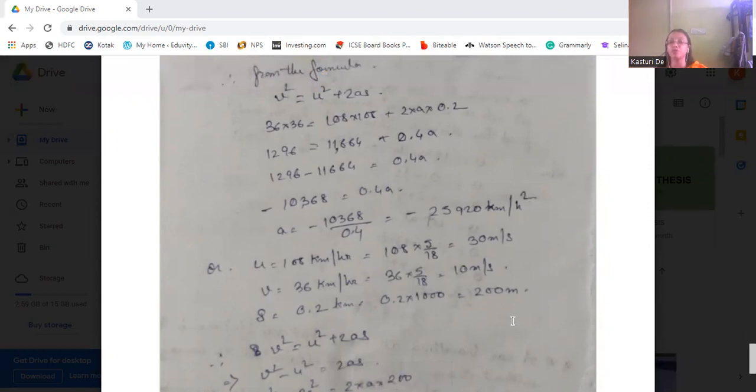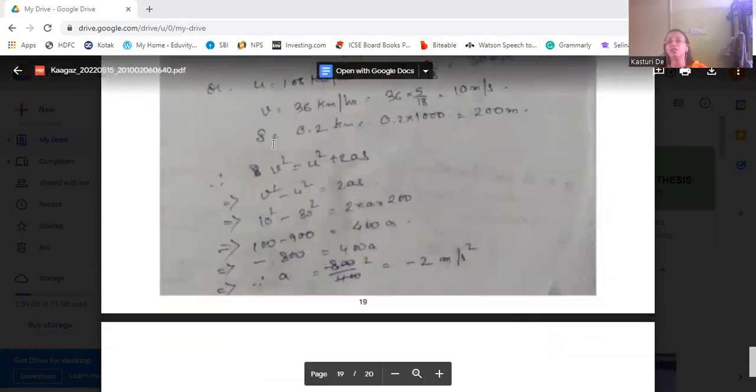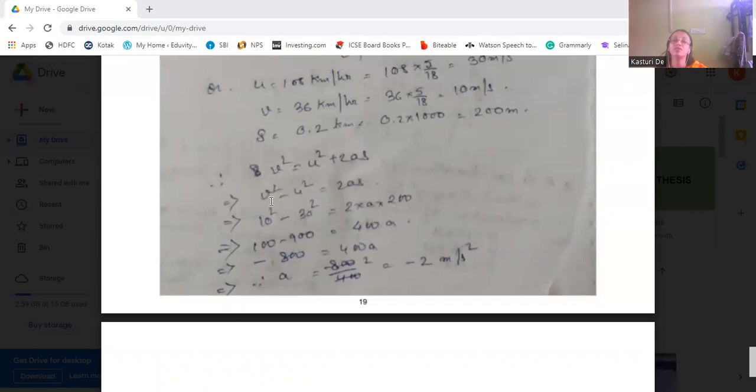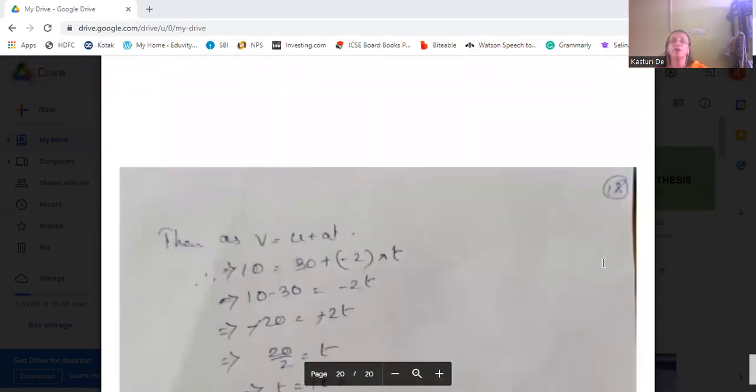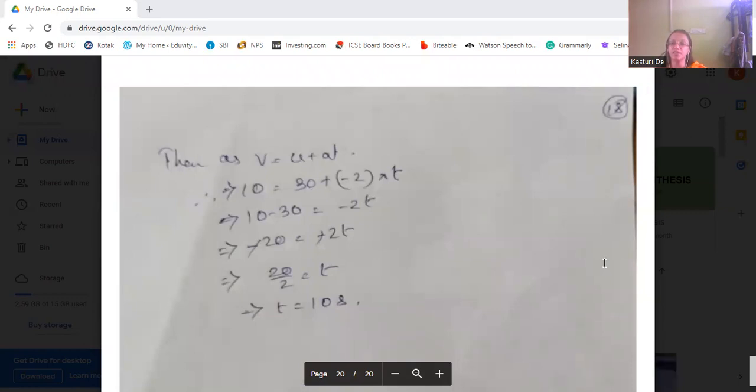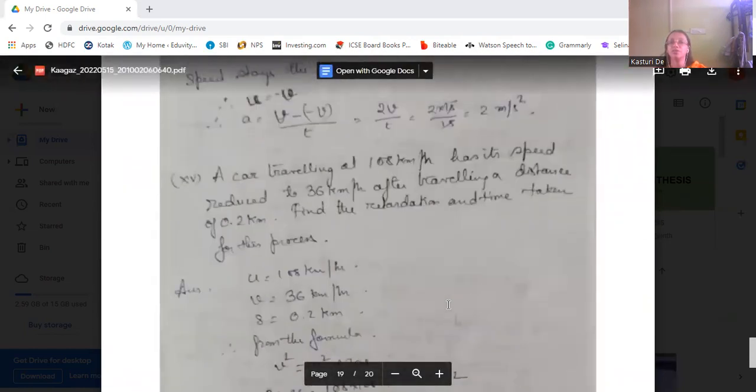Now the formula is v square is equal to u square plus 2as. That means v square minus u square is equal to 2as. So 10 square minus 30 square, and 2 into a, which we don't know, and the distance. So a is equal to minus 2 meters per second square. Now, we can see that v is equal to u plus at, and we will see that t is equal to 10 seconds. So this is the retardation and the time taken for this process that we needed to find.